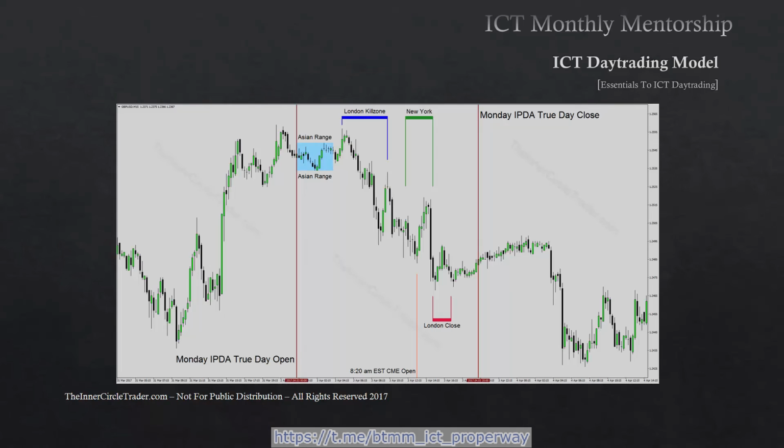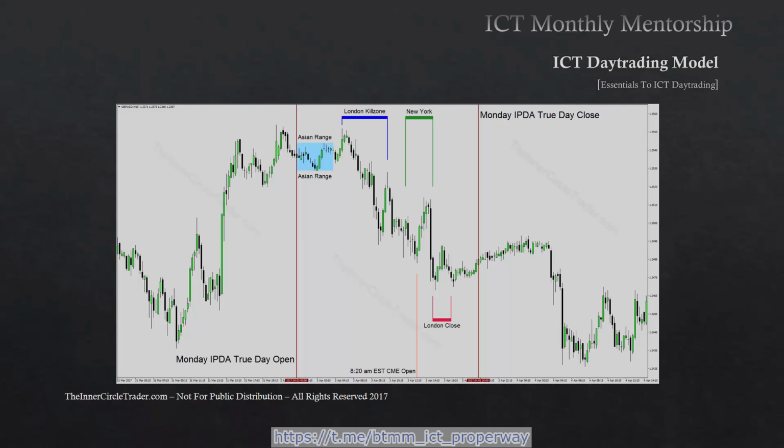The high that forms in the New York session, okay, there's a swing high that forms, and it trades down into the London close. London close makes the low of the day, goes in consolidation, and trades off the low for a close, or what I refer to as the New York close. When I say New York close, I'm referring to ICT True Day close. It just saves me the time of saying ICT.